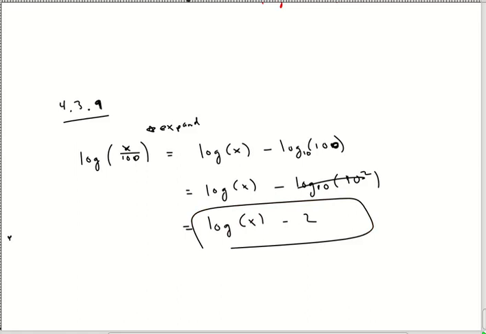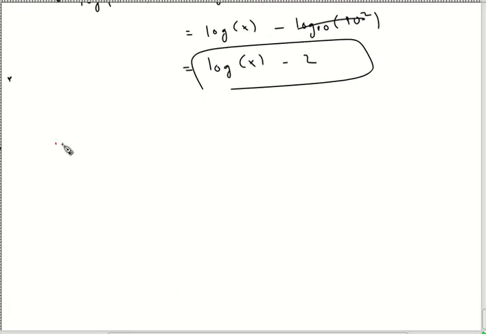So we've expanded it, we've simplified it, but made it, I guess you could say, longer. The reason why we're doing all of this is to be able to solve for x eventually. Not in this section, but the next section is all about solving for x, and how we do that is through this process here.